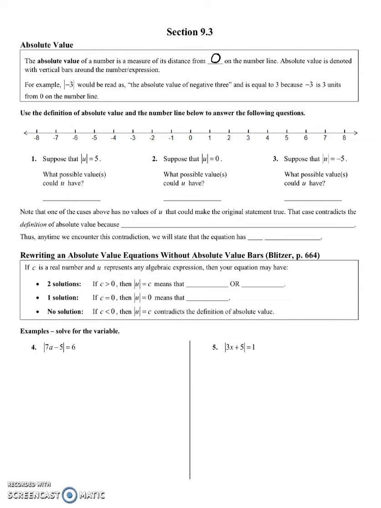So use the definition of absolute value and the number line to answer the following questions. Number 1, suppose that the absolute value of u equals 5. What possible values could u have? Well, u, if we go a distance of 5 to the right, could be +5. But if we go a distance of 5 in the negative direction, then u could also be -5.